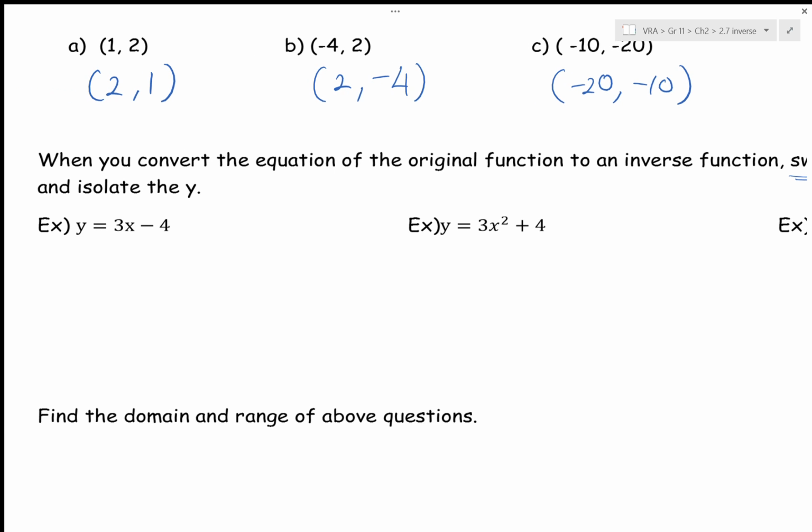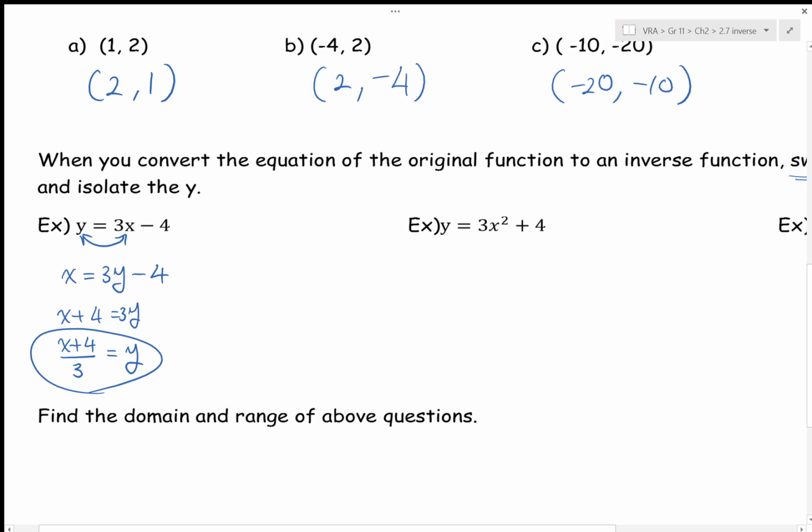So if you take a look at the first example, you switch this y with this x, so that becomes x equals 3y minus 4. Then your job is to isolate the y again, so this becomes x plus 4 equals 3y. So x plus 4 divided by 3 equals your y. So your inverse is now this one.